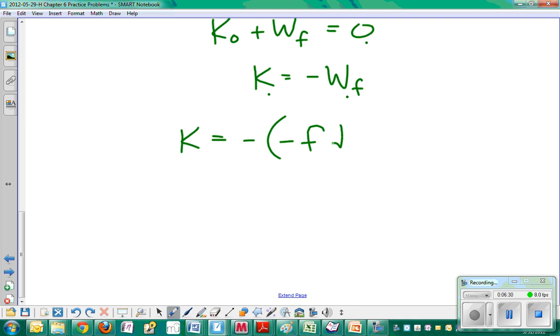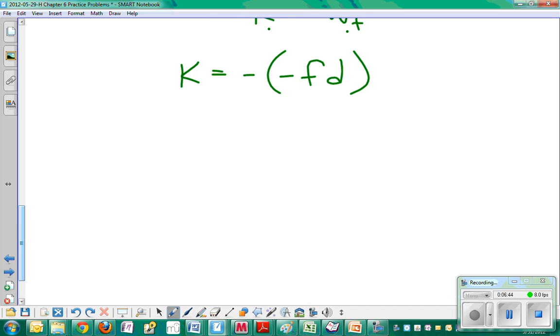negative Fd, friction force, times the distance that it slides. Another way of saying that is, the whole question is about the distance that it slides. So why don't we take this in terms of distance? Can't we say that, so these negatives are going to cancel each other out, right? Can't we say that the distance it slides is going to be equal to the kinetic energy that it's initially given divided by the frictional force?